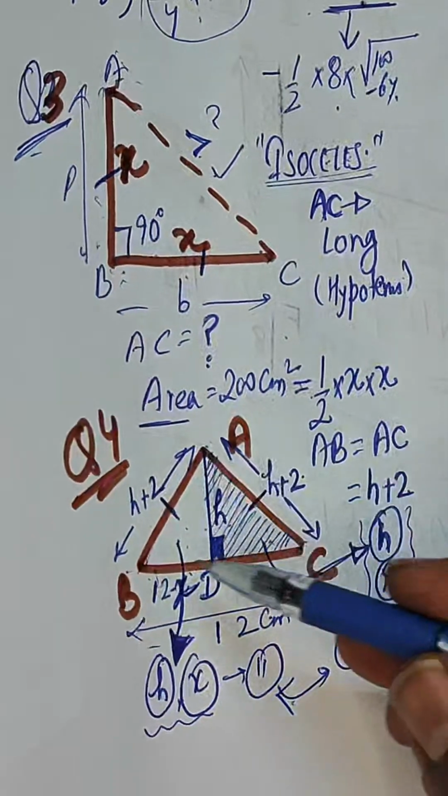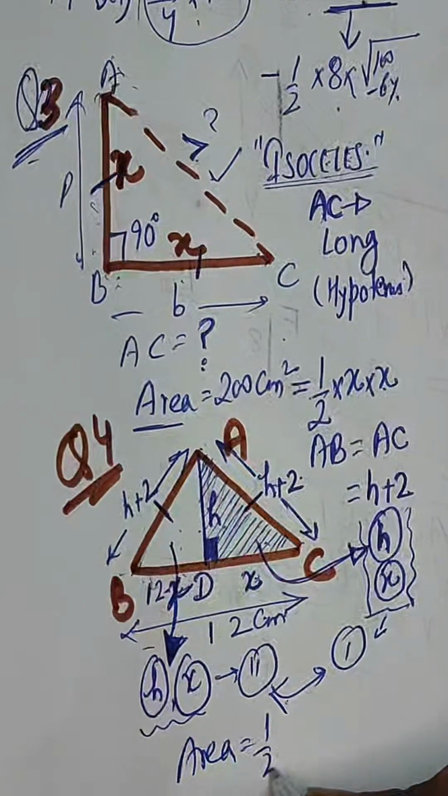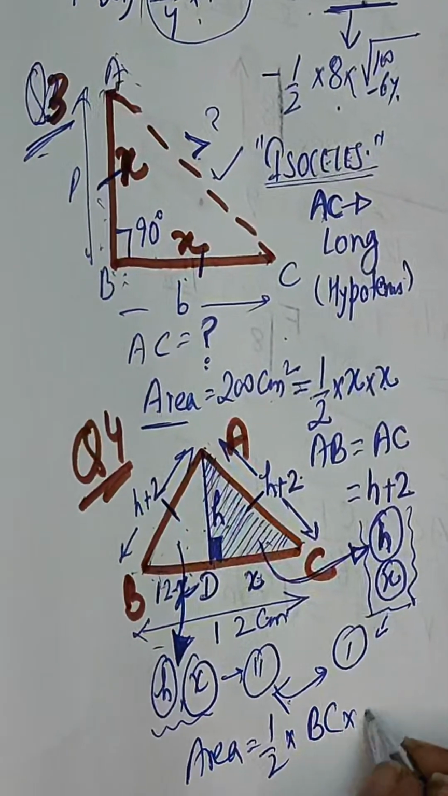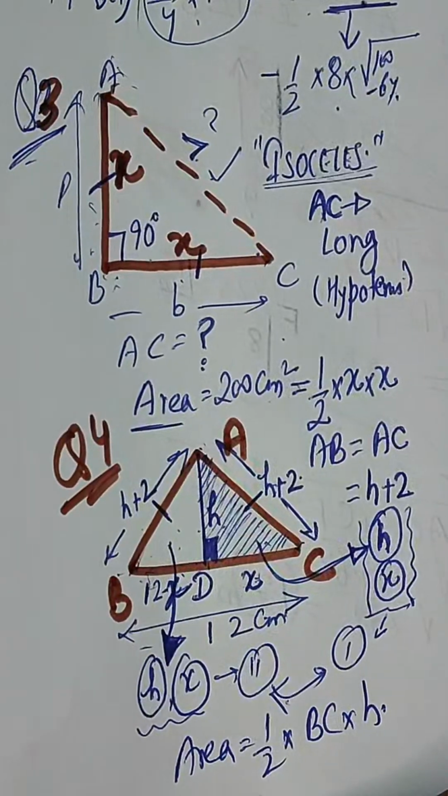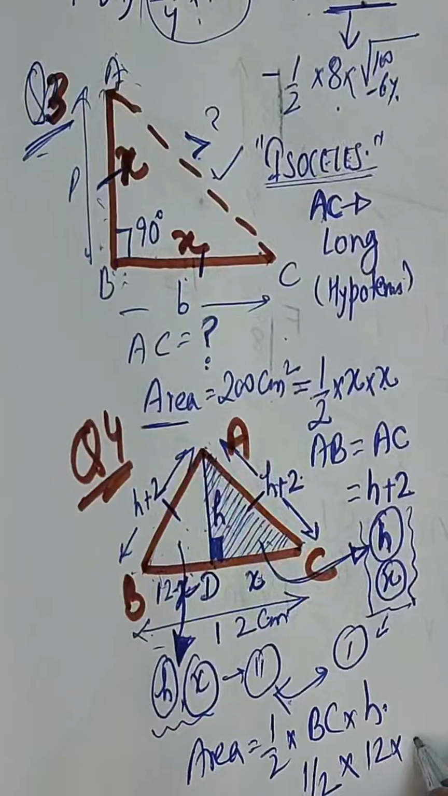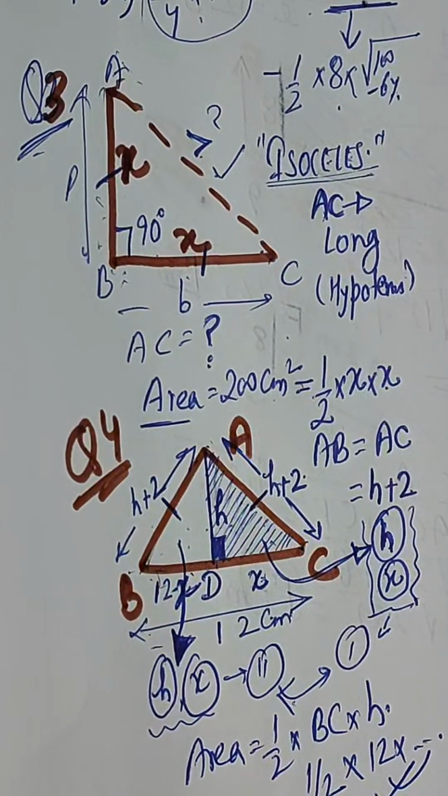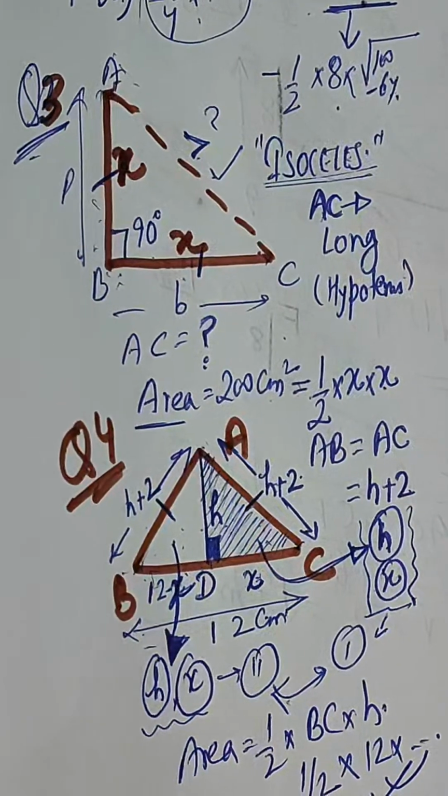If h is known to you, then the area of this triangle is equal to half into BC into h. If you know h, then put the value half into BC. BC is 12. Put the value of h over here and your answer will be there with you, right? So with this we can go to the next question very quickly.